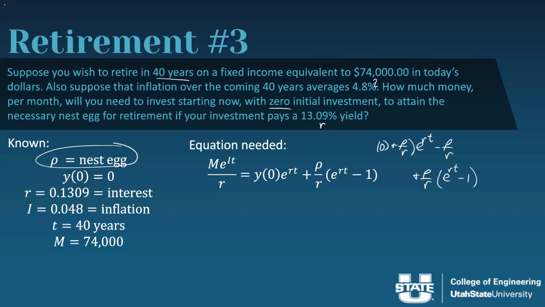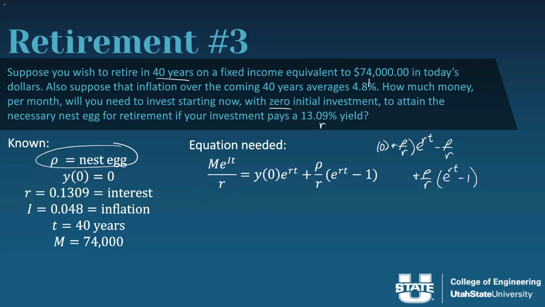Awesome. Okay. Now let's see what this side means. We want $74,000 in today's money, which is our M. And over 40 years, which is our T, that's going to grow by a certain inflation, which is where we get the e to the I T term, right? So do you guys see where all those pieces come from? So our $74,000 is going to grow over 40 years because of the interest rate. So that's that top piece.